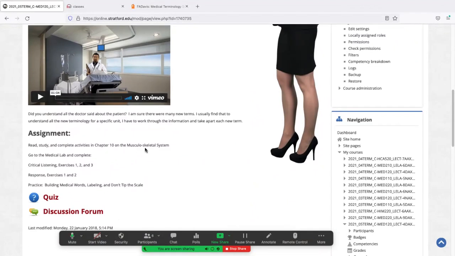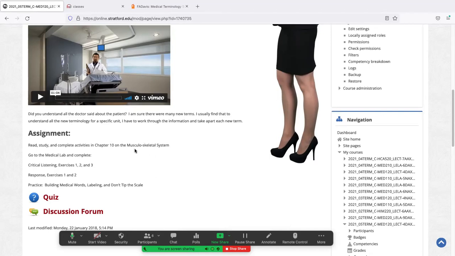Chapter 10, Musculoskeletal System. This is one of those chapters that will benefit you in your future anatomy and physiology classes if you haven't taken them yet, and definitely in your pathology class. Also, if you ever go to graduate school and take gross anatomy, the musculoskeletal system is daunting because there are so many terms. If you use your medical terminology powers, it'll make your life much, much easier.